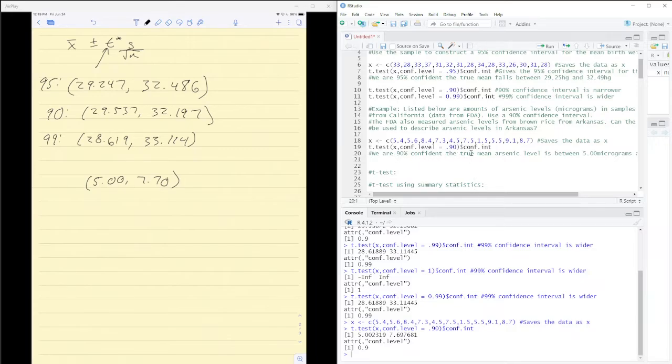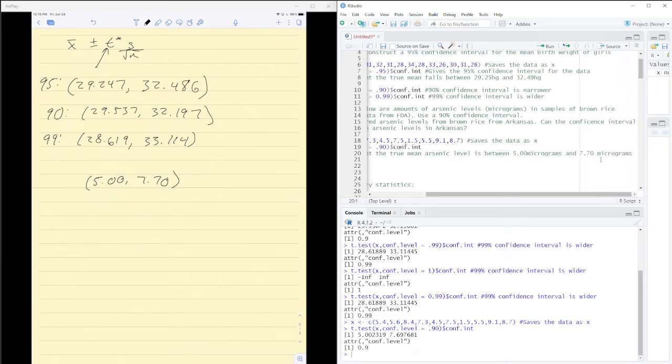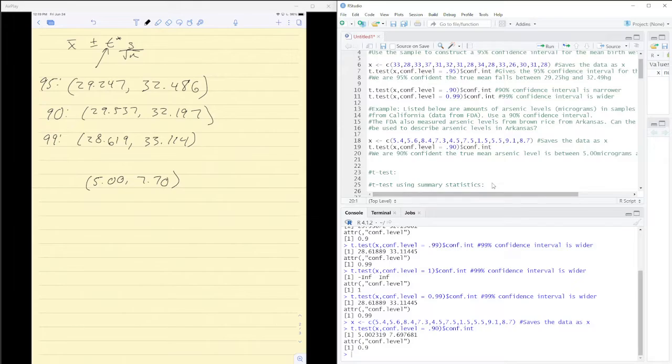So we are 90% confident that the true mean arsenic level is between 5.00 micrograms and 7.70 micrograms. And then it asks this question: can it be used to describe arsenic levels in Arkansas, a different state? And the answer is no, right? Because the sample comes from California. A sample in California has nothing to do with Arkansas, so this range cannot be used. So this is saying that we estimate that the average amount of arsenic levels is between 5.00 and 7.00 micrograms.